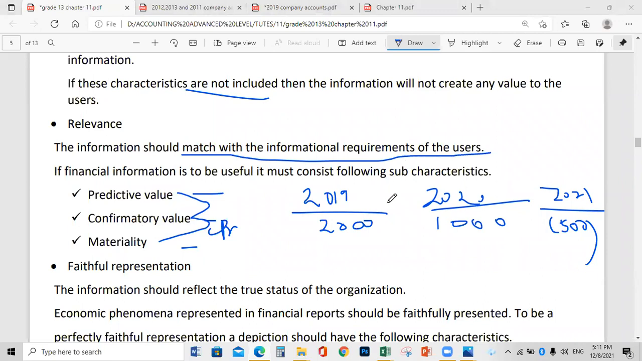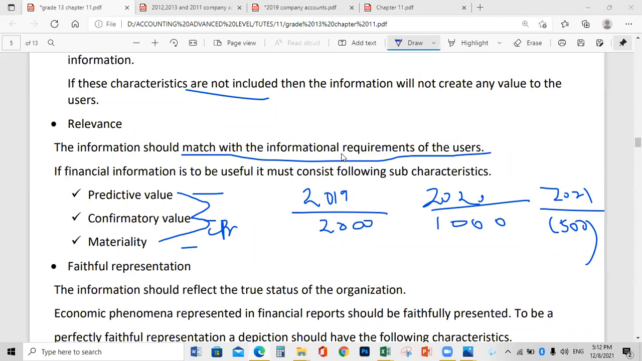In order to be relevant, what is relevant? Relevant is where your information should match with the requirements of the users. In order to be relevant, you should have three things: predictive value, confirmatory value, and material. Material means what? It should be important.